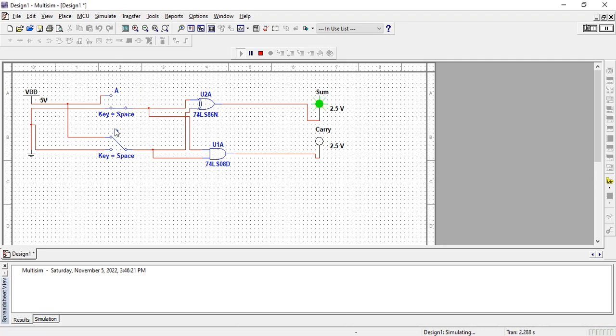And you can see that when 0 plus 1, it will appear at sum 1 and carry 0. It means that our simulation design is completely verifying our theoretical concept and logical equations. I hope it is understandable to everyone. Now, next step, I need to design a half subtractor.